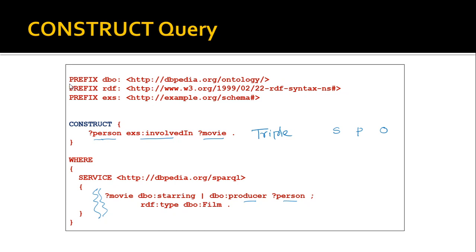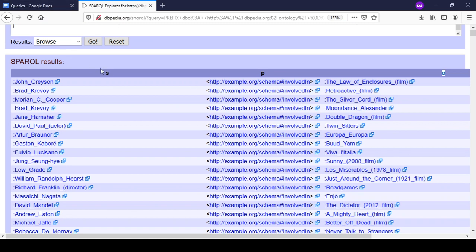And as records, what we have is the person, then this new property that we have invented and used to relate, say, John Grayson with The Law of Enclosures. So this is a film in which John Grayson has been involved, either as an actor or as a producer. Sorry, I need to change the focus. So this is the thing I was talking about. We have created the triples, and John Grayson is the subject of a triple, and the predicate is a new relation that we have established between John Grayson and The Law of Enclosures, which is appearing in the object position. So basically we are creating new triples.